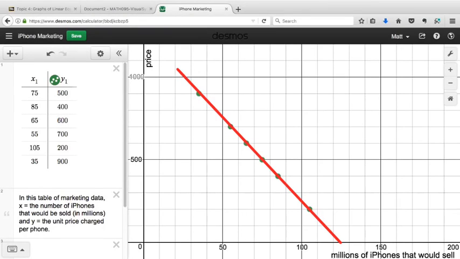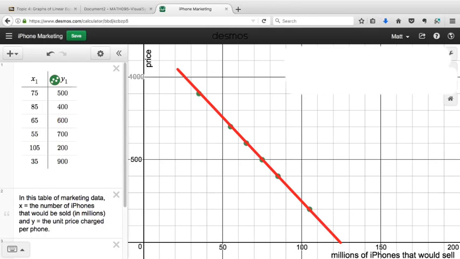So to get from the data table representation of this relationship and the graphical representation of this relationship to an equation that captures this relationship, what we really need to do is ask ourselves, what is it that makes a straight line straight?